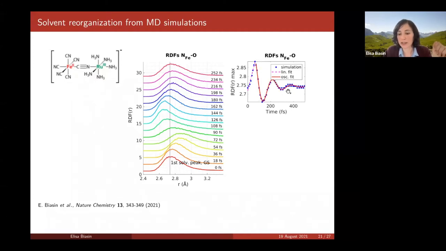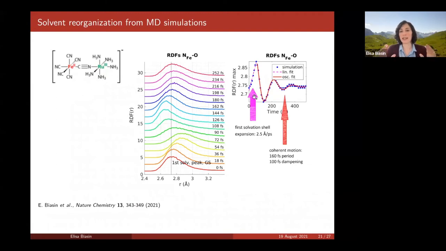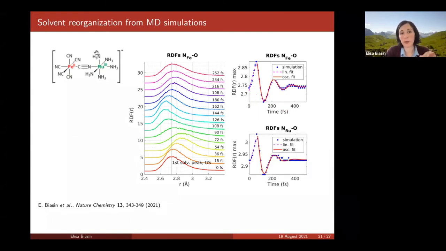And from the analysis of this, we can obtain information, for instance, that the water molecule moves away from the molecule with a velocity of 2.5 angstrom per picosecond first. And then upon back electron transfer, they come back with this coherent motion, which has a period of 160 femtoseconds, which is in agreement, if we look at the optical spectrum of water, with the frequency which is usually assigned to translations of water molecules. And these results would be the same if I analyze the nitrogen and the oxygen with respect to the amine ligand that are ligated to the ruthenium.